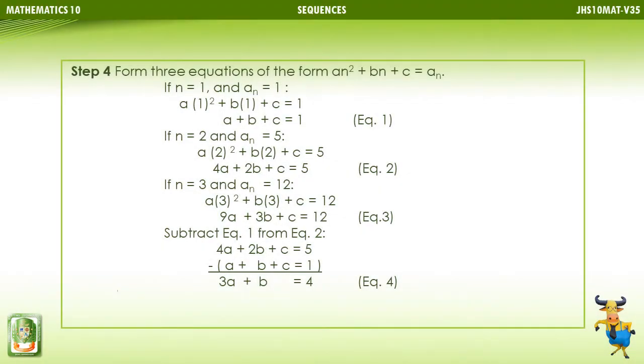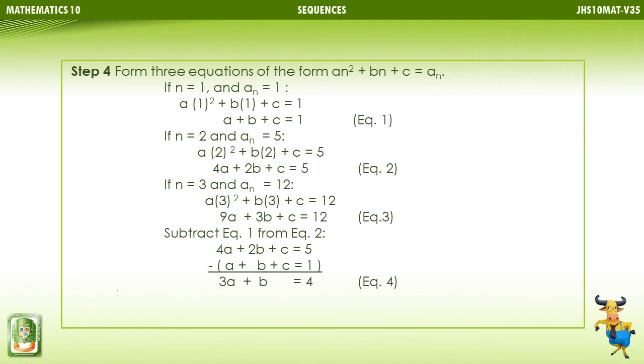Step 4. Form three equations in the form an squared plus bn plus c equals a sub n. If n equals 1 and a sub n equals 1, a times 1 squared plus b times 1 plus c equals 1, a plus b plus c equals 1, equation 1. If n equals 2 and a sub n equals 5, a times 2 squared plus b times 2 plus c equals 5, 4a plus 2b plus c equals 5, equation 2. If n equals 3 and a sub n equals 12, 9a plus 3b plus c equals 12.